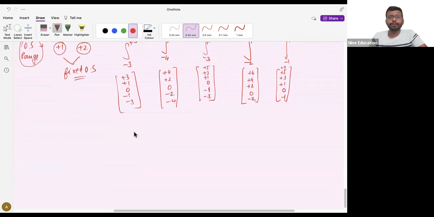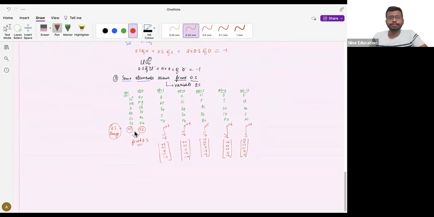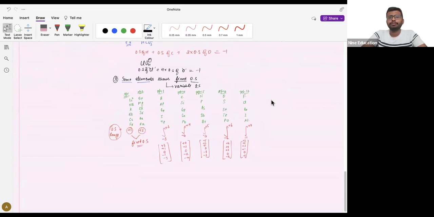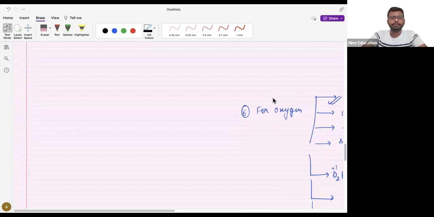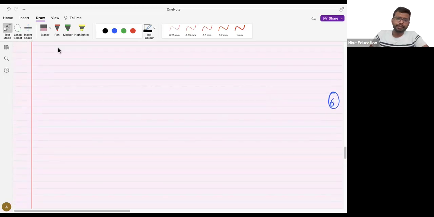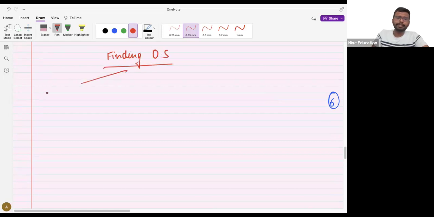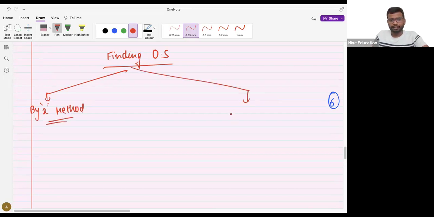So see beta, how to find oxidation state we will learn today. See here, finding oxidation state is very easy. First method, which I have told you, is the X method: use X and then find. Second method is known as structure method.